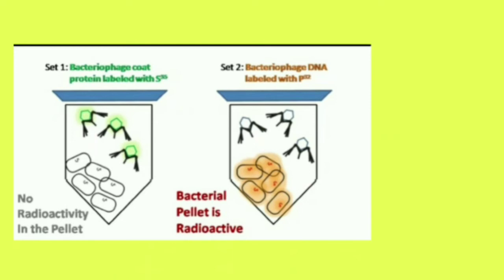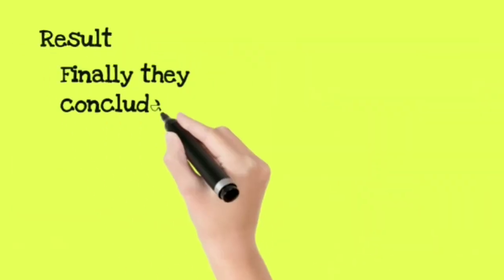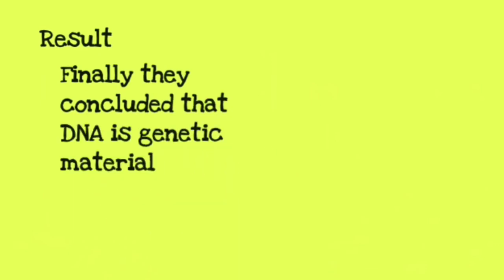Take the mixture in a centrifuge tube and centrifuge it. Check for the presence of radioactivity. It was seen that in the second set, the bacterial pellet showed high radioactivity. This radioactivity was due to the presence of P32 in the DNA. Based on this, it was concluded that DNA is the genetic material.